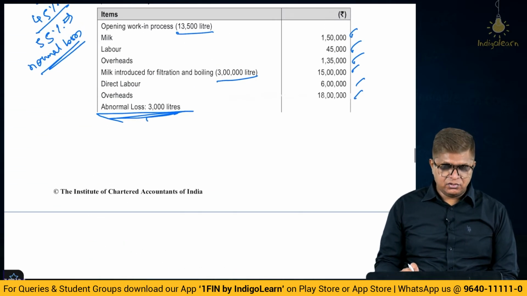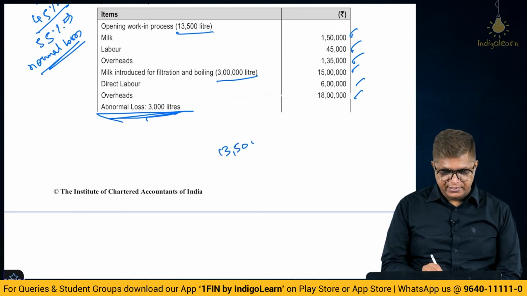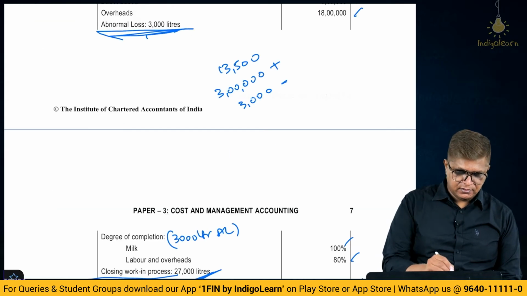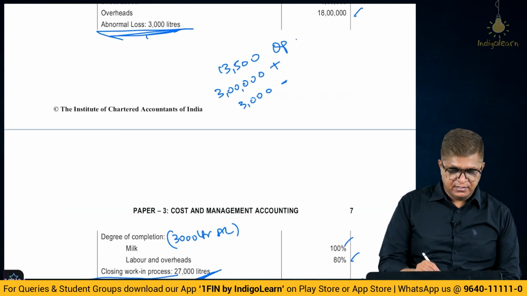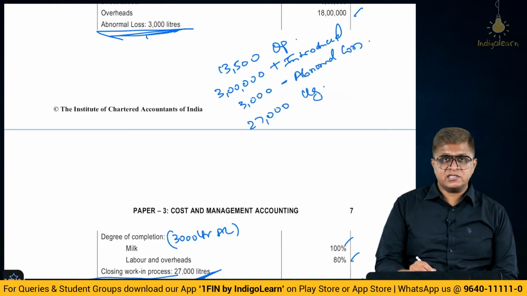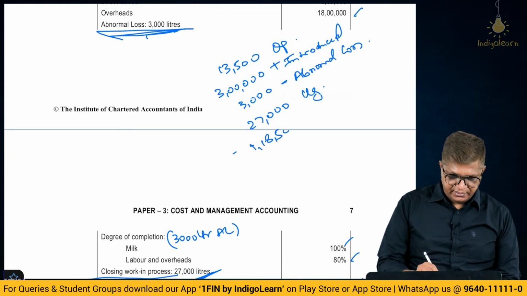So let's do a small math here. Opening was 13,500 liter, introduced was 3 lakh liter, abnormal loss is 3000 liter. So this is the opening, this is the introduced, this is the abnormal loss, 27,000 is the closing WIP, and 1,18,500 has been transferred to next process.